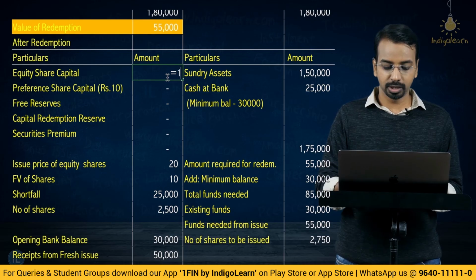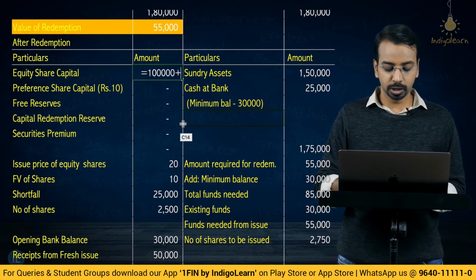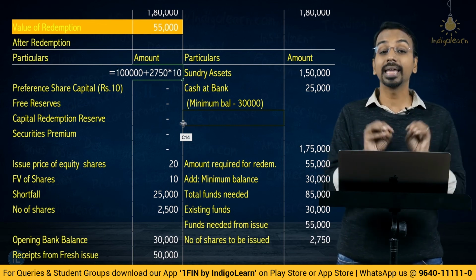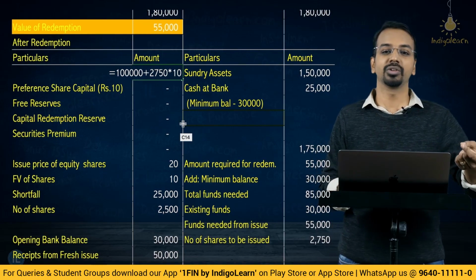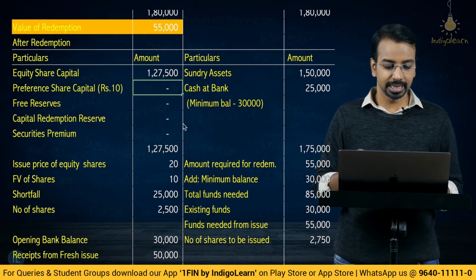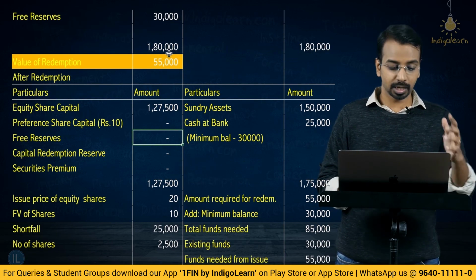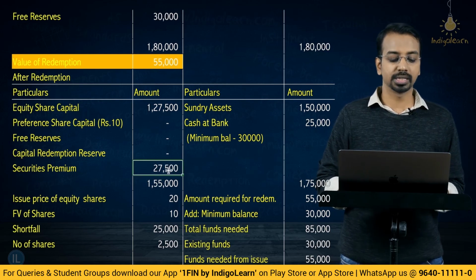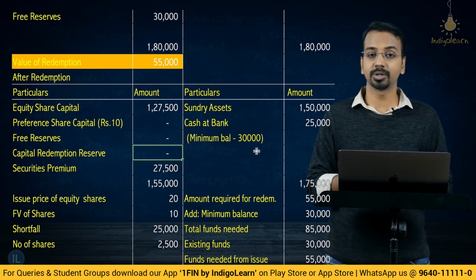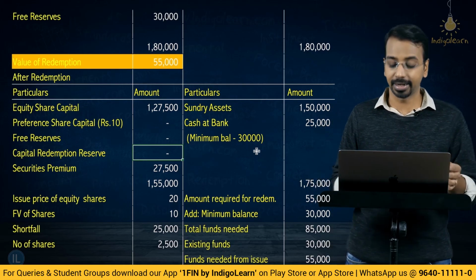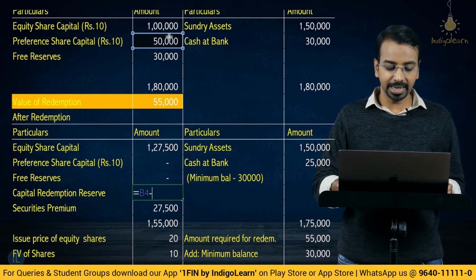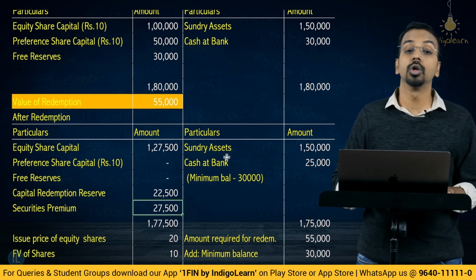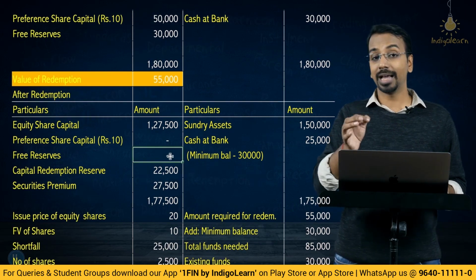Equity share capital, you have initially 1 lakh, right? To this you got 2,750 more shares at 10. Why at 10? Because for increasing the equity share capital, we will consider only the face value, right? Then preference share capital is 0. Now, free reserves, we will come to it after some time. Securities premium 2,750 multiplied by 10, which is 27,500. Now, when it comes to capital redemption reserve, we have to see how much is to be created. Total face value of redemption minus total face value of fresh issue, that is 2,750 into 10, that comes to 22,500.